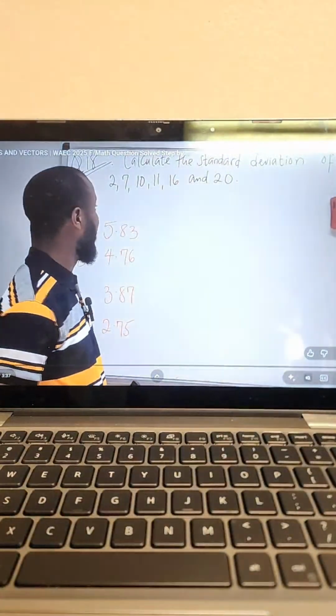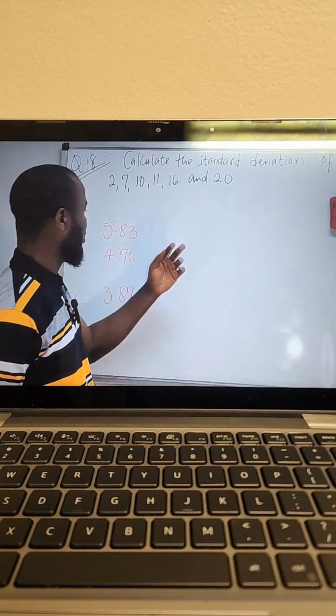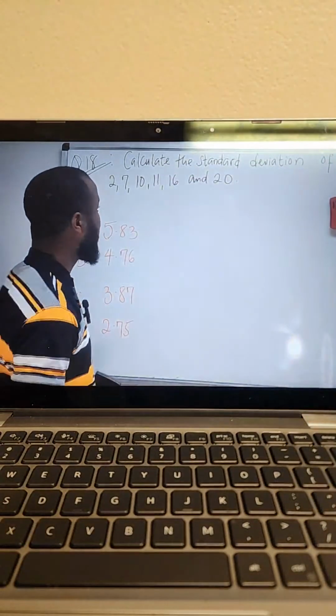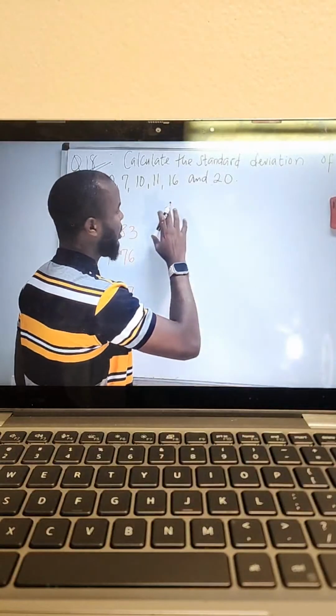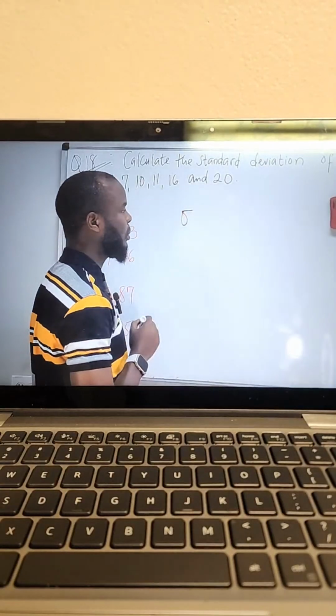Welcome back, viewers. Today we'll be doing question number 18. It says, calculate the standard deviation of these values. And we have the options given to us here. Now, to do this, these values are going to be the population values, not the sample values. So we are using the population parameter.